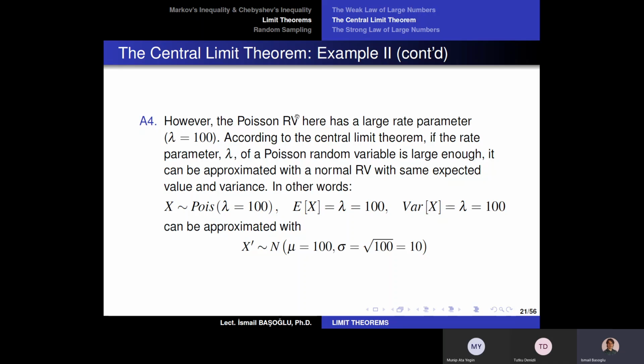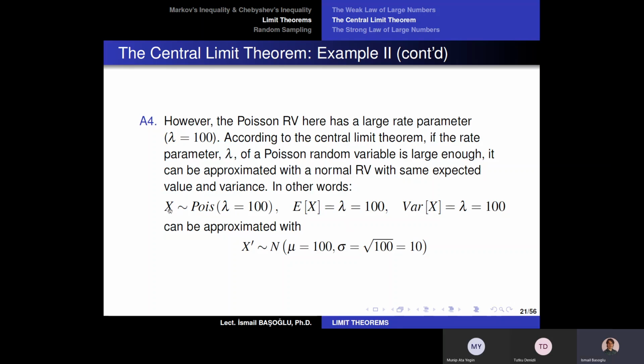So this Poisson random variable can be expressed as the sum of independent and identically distributed Poisson random variables with rate parameter 1. Therefore, since the rate parameter here is large enough, we say that the random variable x here is a Poisson random variable with rate parameter 100, and its expected value and variance are equal to 100 as well. If you remember, the rate parameter in the Poisson random variable equals the expected value and the variance.